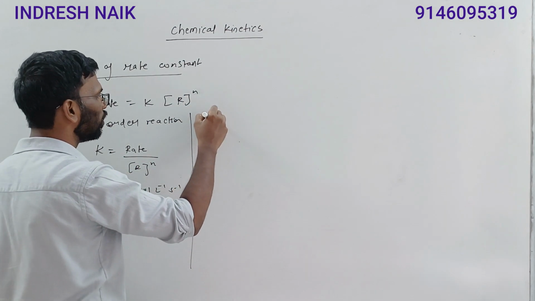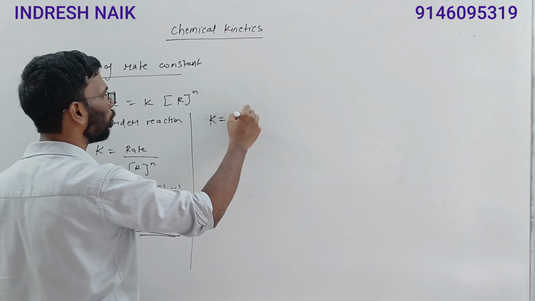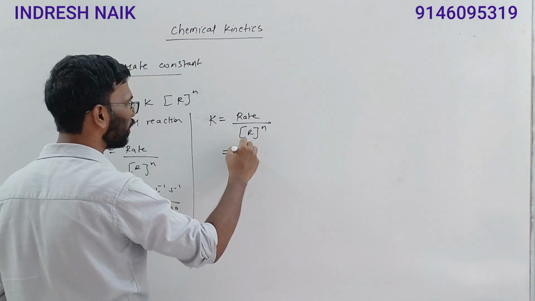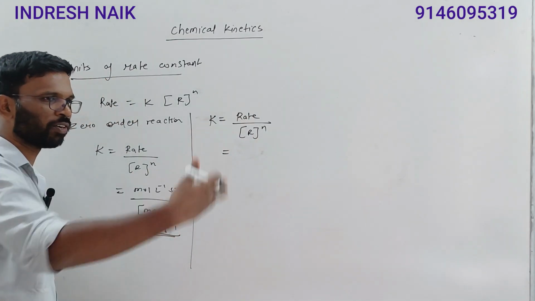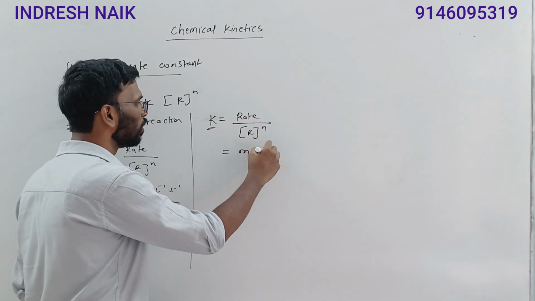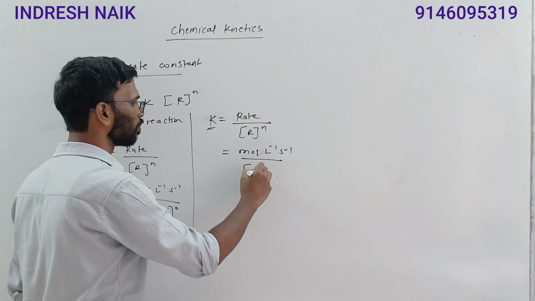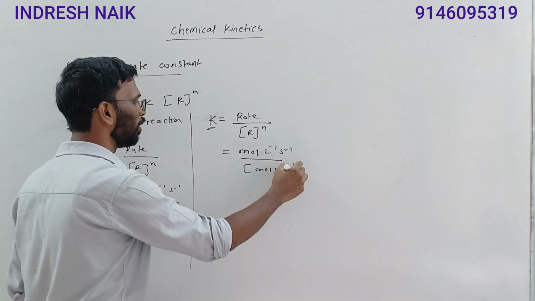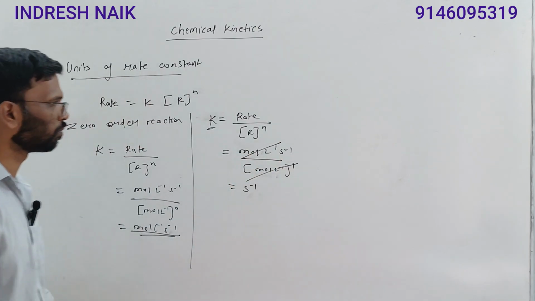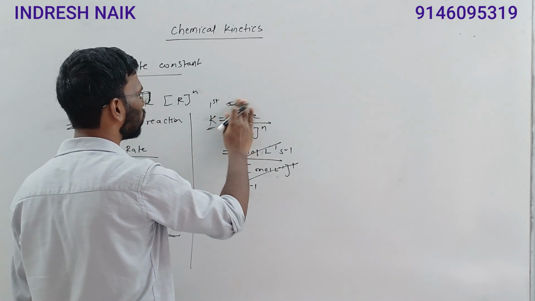For the first order reaction, K is equal to what? After rearranging, K is equal to rate upon R raised to n. Whether it is first order or second order, the unit of the rate is always constant; this is going to vary. So it is moles per liter per second divided by moles per liter raised to 1. Means this quantity and this quantity, the unit is per second. So this was for a first order. I forgot to write it over here. This is first order.